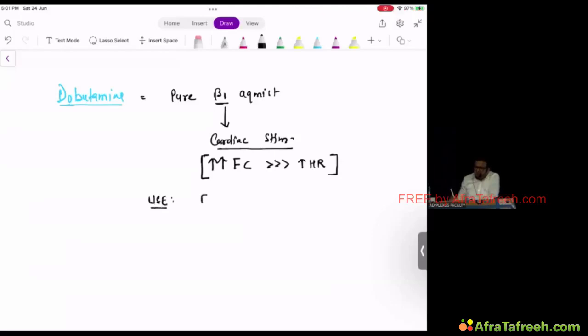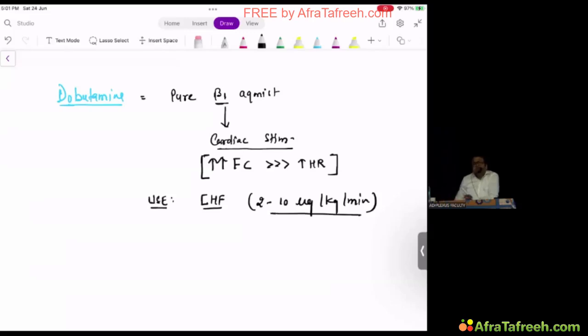What can be the use? Again, heart failure. Which kind? Again, what is the dosing? Same almost. Now you will just change the name. You will call it cardiogenic shock.